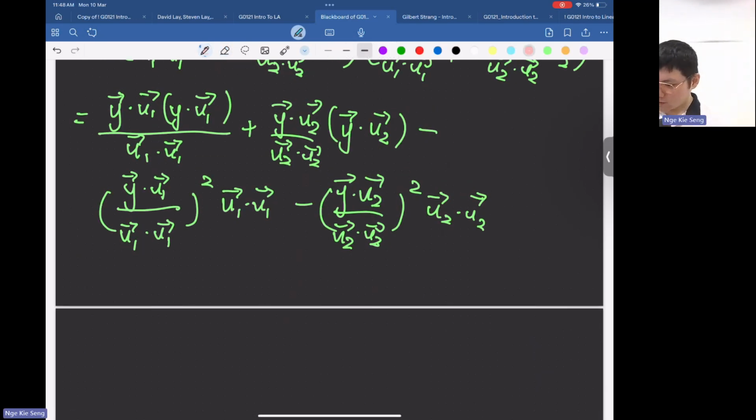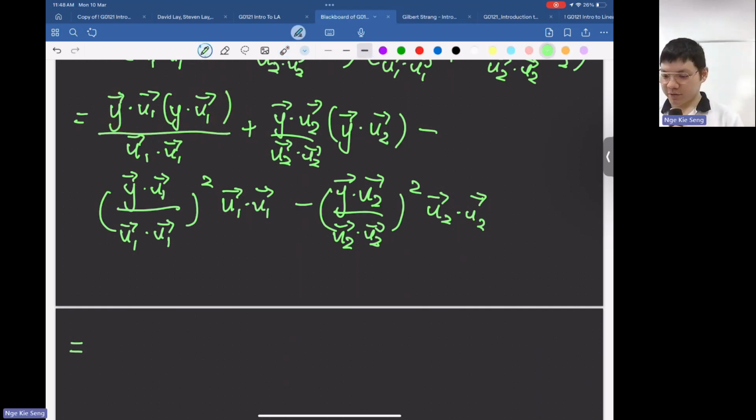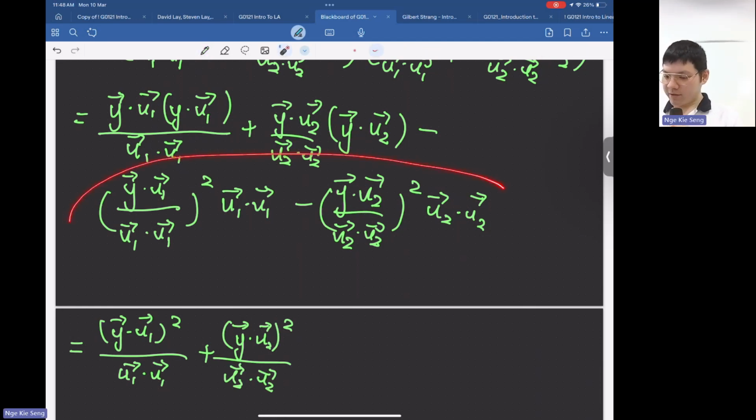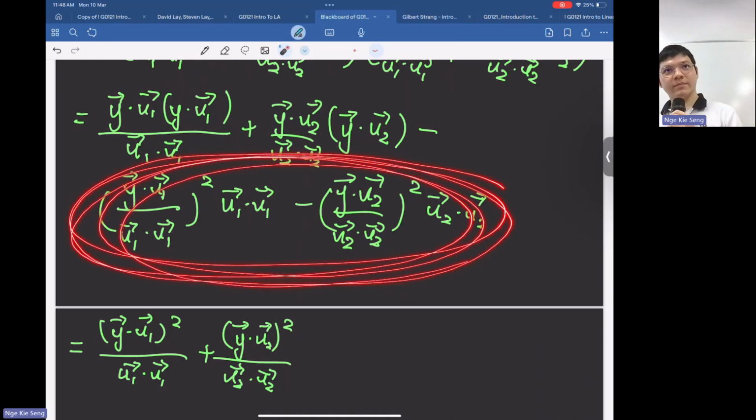Maybe you are not used to seeing so many dot products, so let's do it one by one. How about the first one? Did you see that these two scalars are the same? So we group them together: y dot u1 squared over u1 dot u1. How about the second term? Also, you have two same scalars here, so also group them together. But how about these two here?